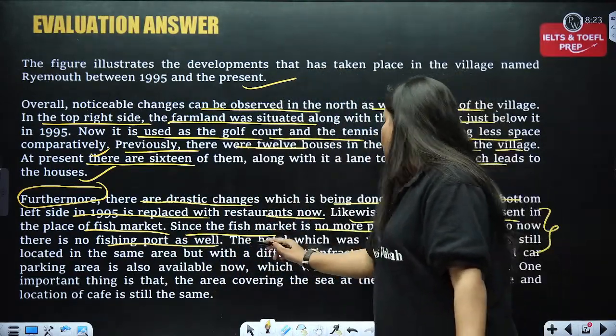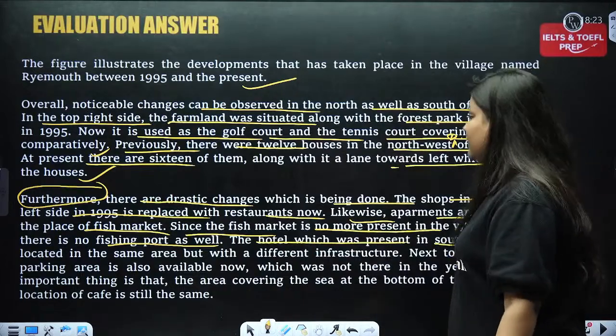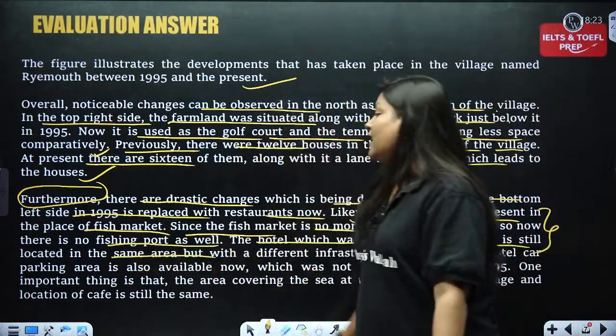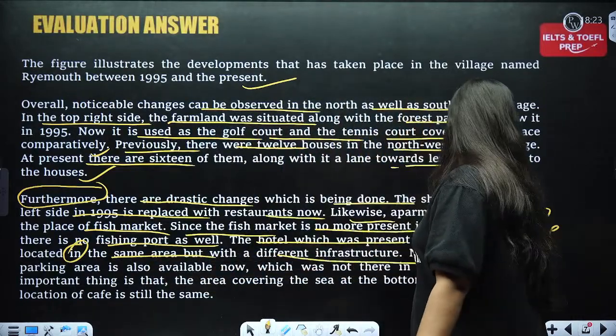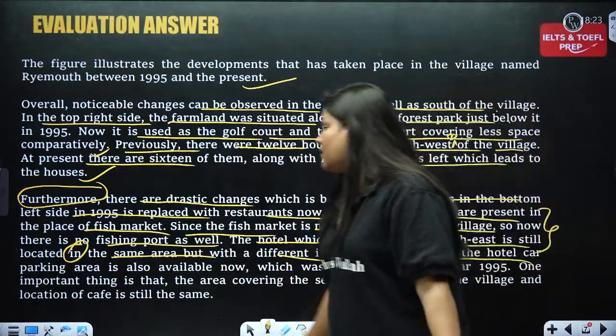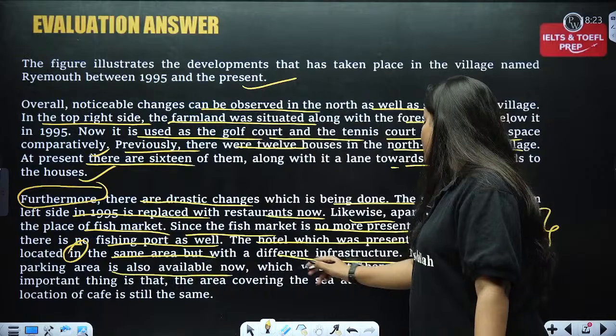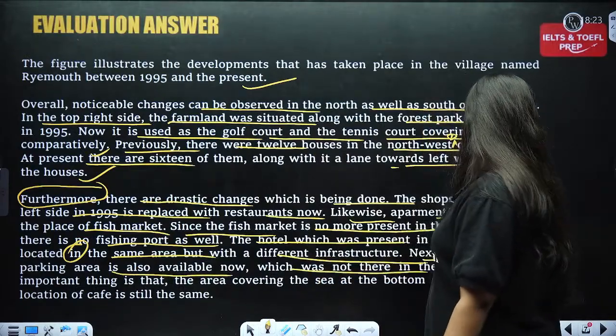Now, the hotel which was present in southeast is still located in the same place, is still located at the same area, but with a different infrastructure. Next to a hotel, car parking is also available now, which was not there in the year 1995.